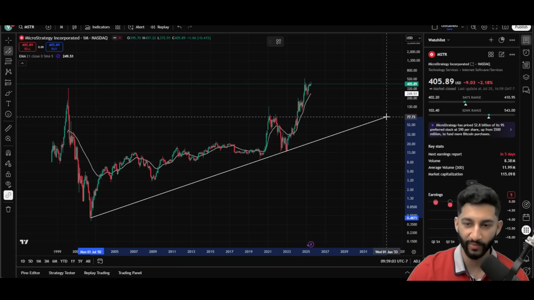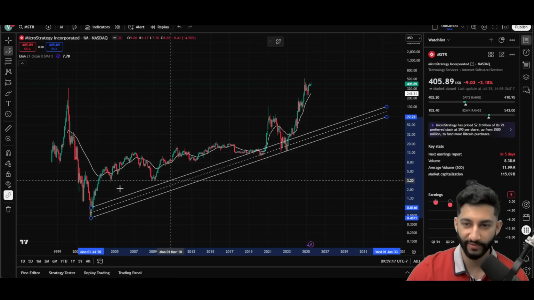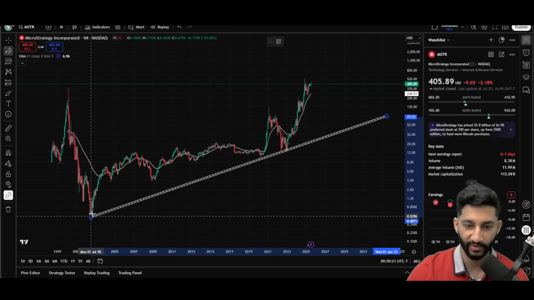Like oil was predicted to actually reach negative dollars based on a measured move target. And I was like, how is that even possible back in 2020? And it did actually reach the target. So I was like, okay, this thing definitely can happen. So anyway, we have a long-term channel in play dating back to the early 2000s.